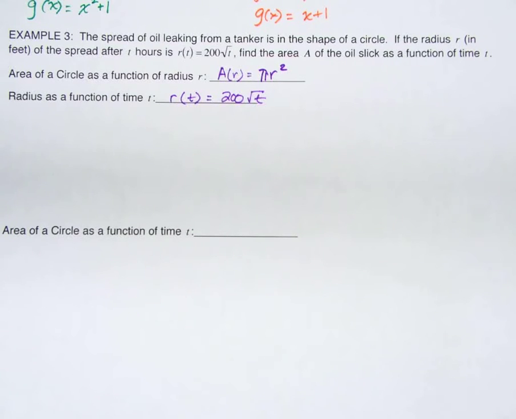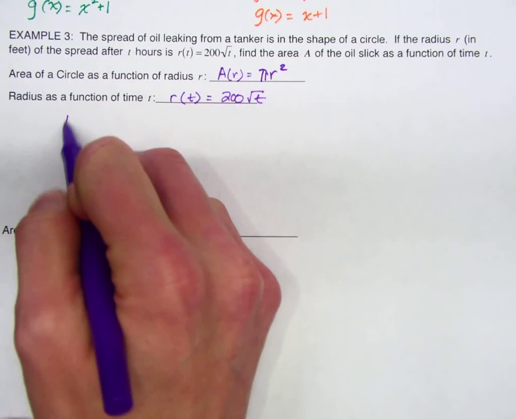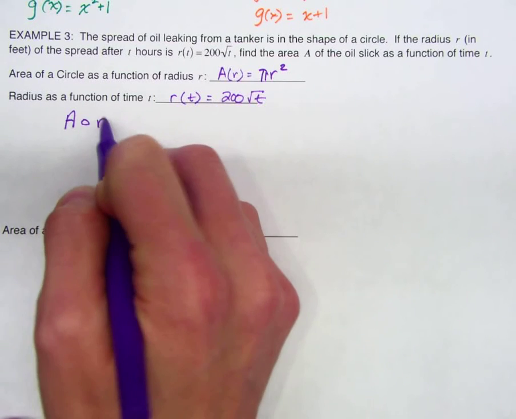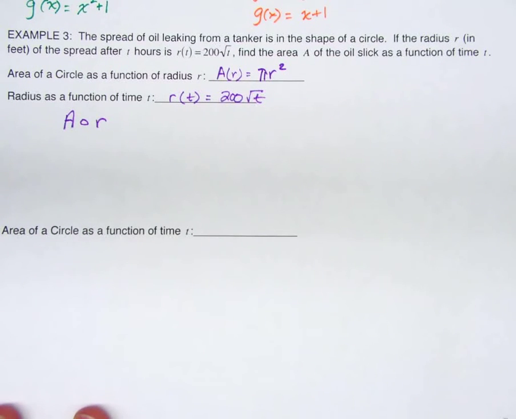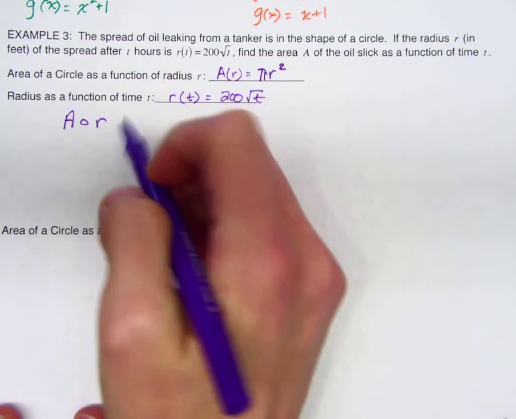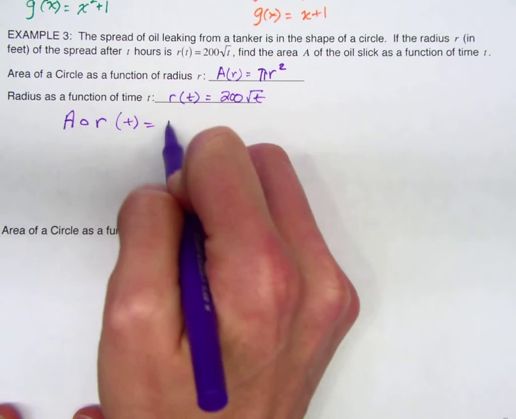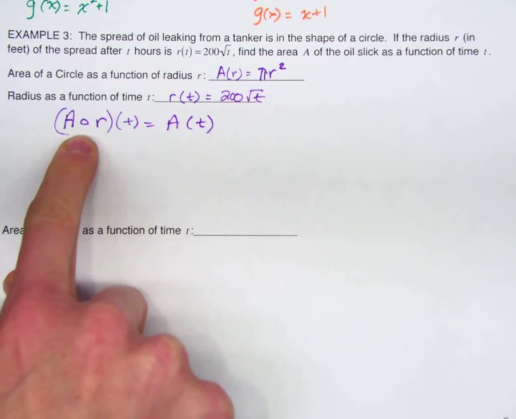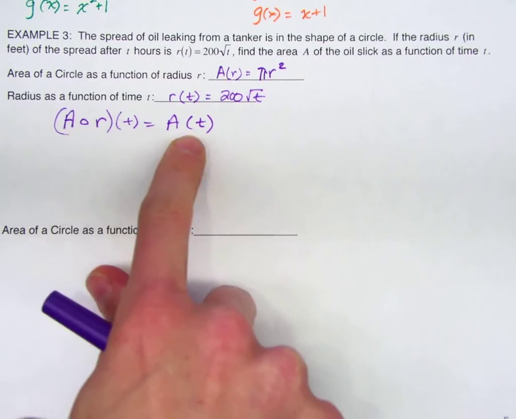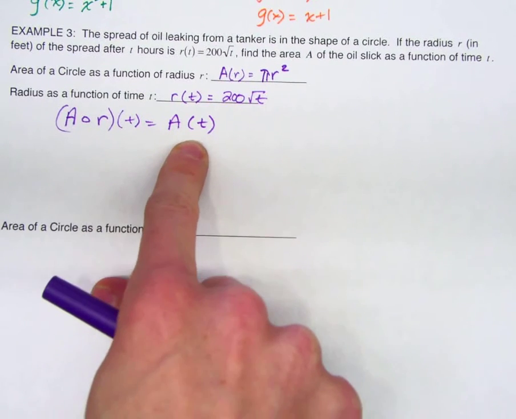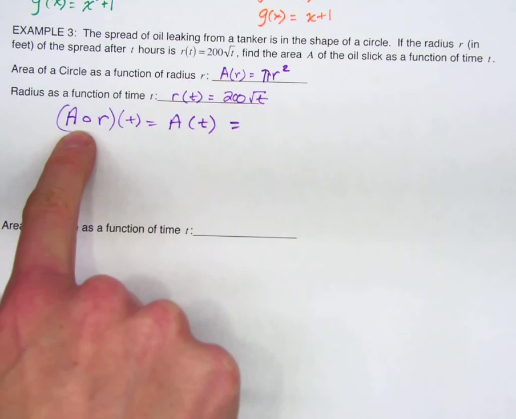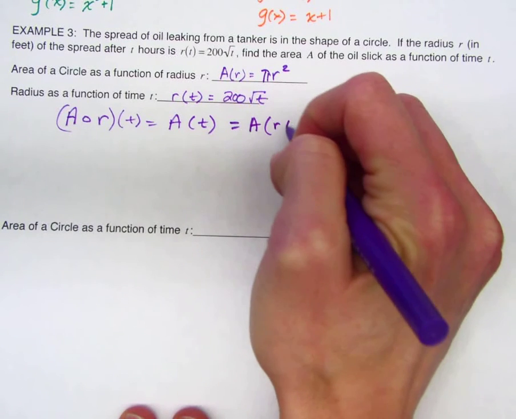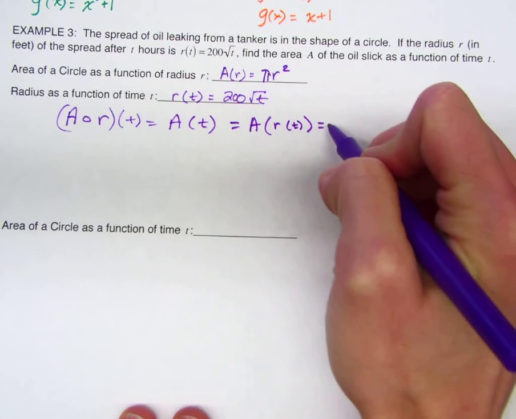So the way to do that is by doing a composite. We're going to have an area, and we're going to do a composite of the radius, plugging the radius function into the area, and then we are going to essentially get the area as a function of time. So by doing the area composite radius function, our new function is area in terms of time. So this is A of r of t.